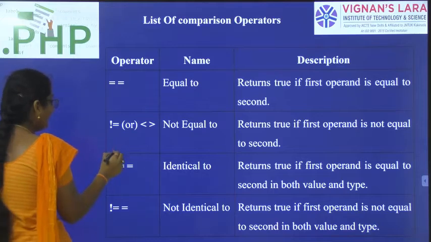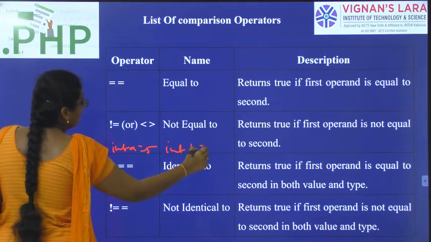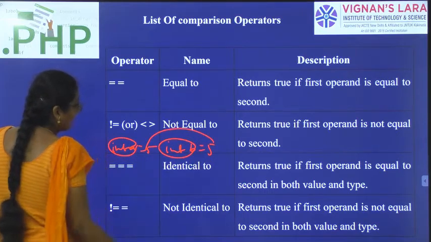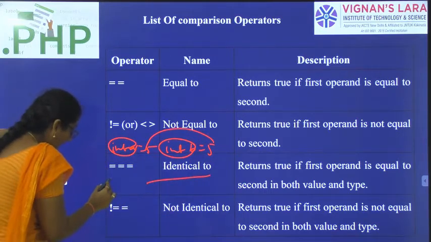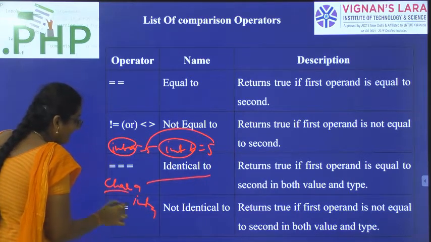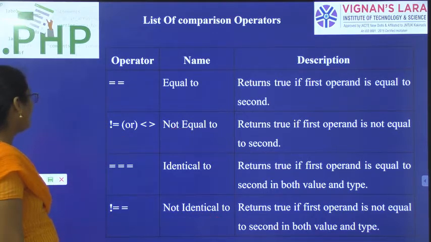I have given int A equal to 5, int B equal to 5. So A and B are integers and both the values are 5, identical. I have given character A and int A. Character A and int A are not identical, so it will return true for not identical.